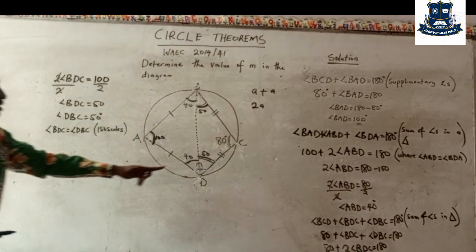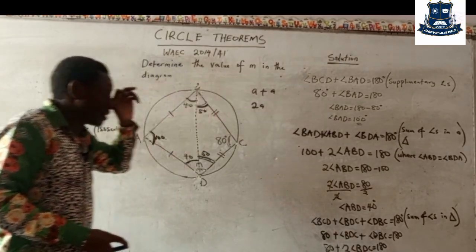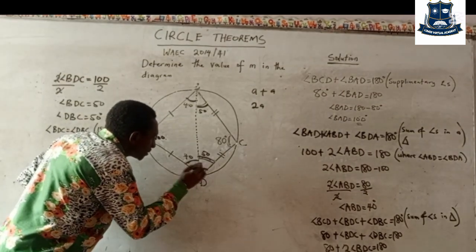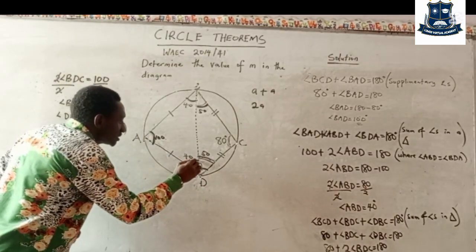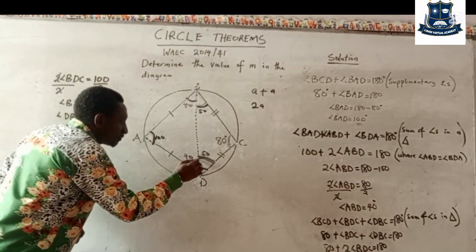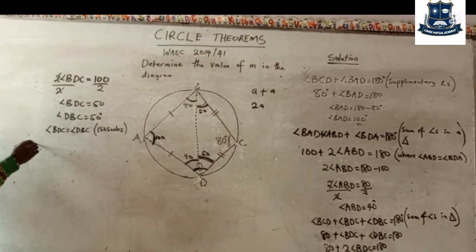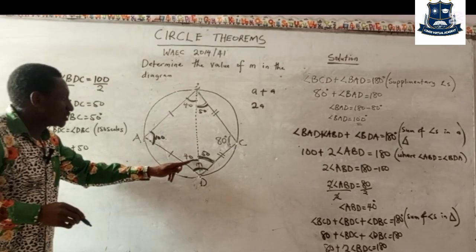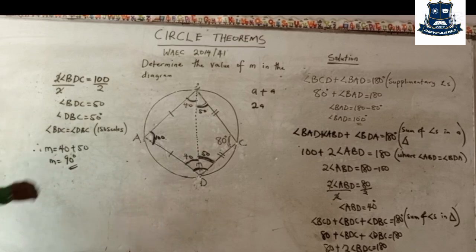At this point, I have found this side. Now remember, the question says determine the value of M. Where is our M? Our M is here. Our M is made up of this angle here and the angle here. If here is 40 and here is 50, our M is from here all the way to here. Therefore, our M is equal to 40 plus 50, which is equal to 90 degrees.